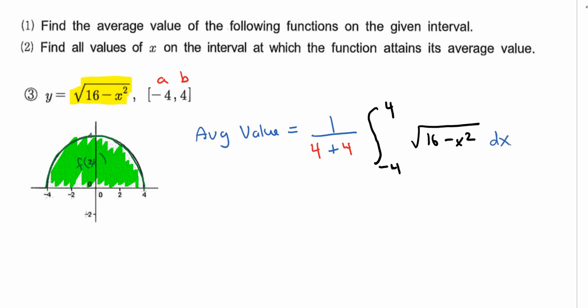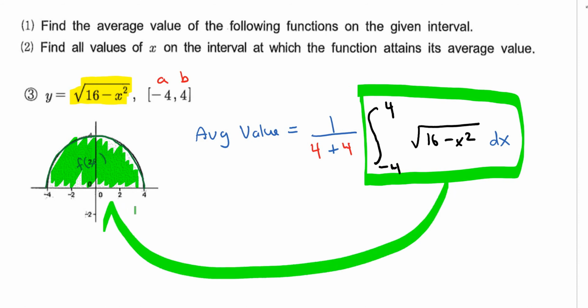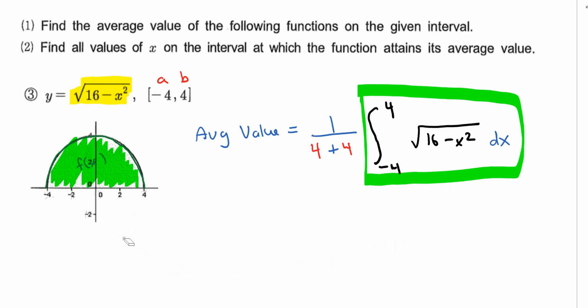times dx. Okay, now for this particular problem, I'm not going to find the antiderivative of this expression in the green box, but ask yourself, how is that related to the picture? Because essentially we're trying to find the area between negative 4 and 4. If you think about this region here, it's really half a circle. So the equation y equals the square root of 16 minus x squared represents half the area of a full circle.